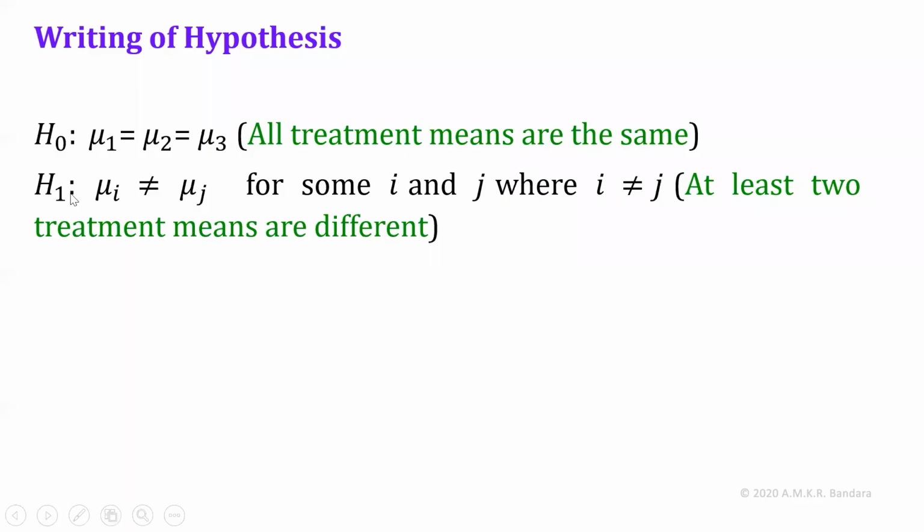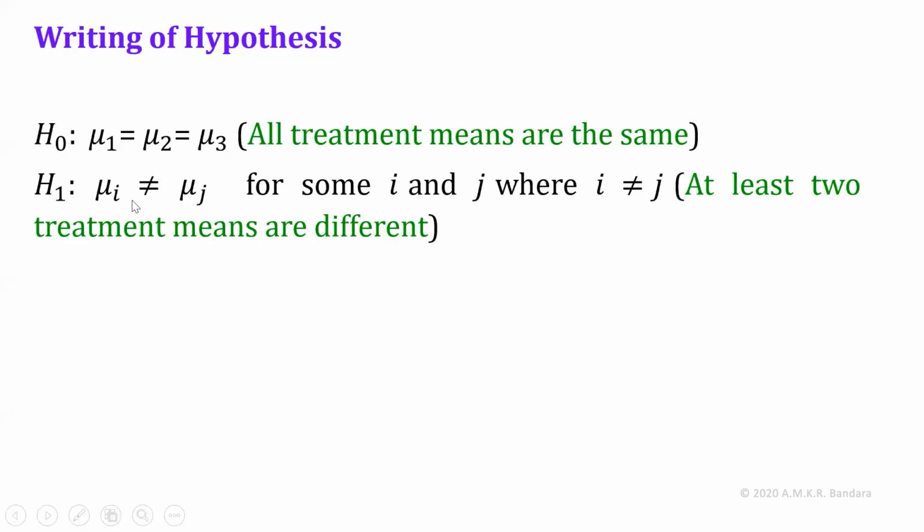Symbolically, we can write this as mu i not equal to mu j. i may be 1, j may be 2. So, first treatment may not equal to second. Or first treatment may not equal to third. Or second treatment may not equal to third. Any one of these combinations we can write using this symbol, mu i not equal to mu j, for some i and j.